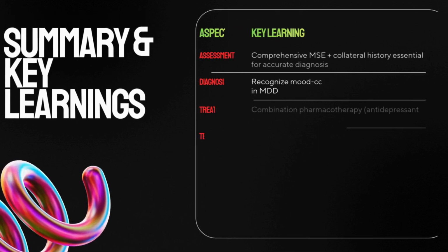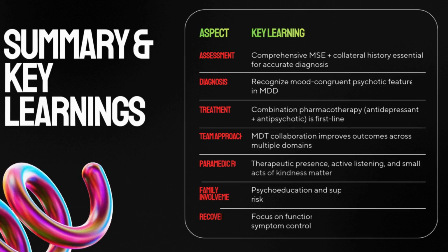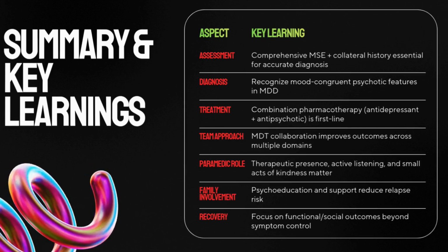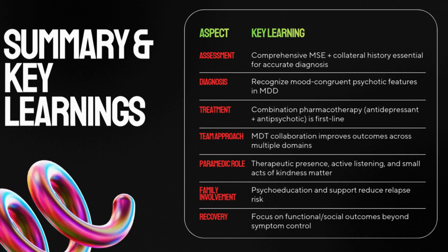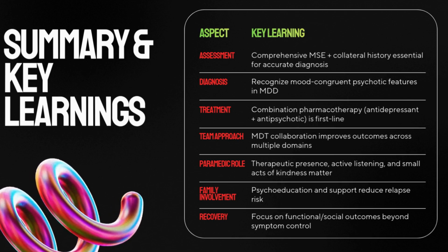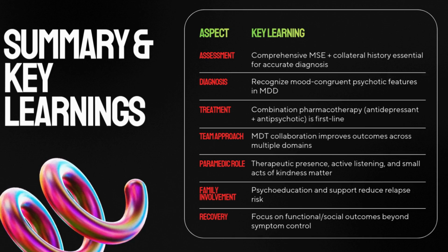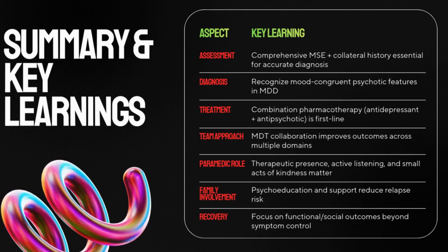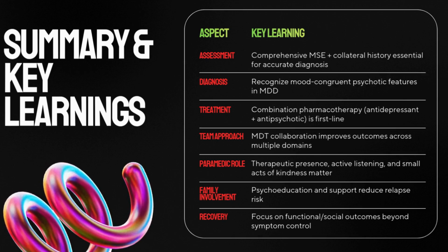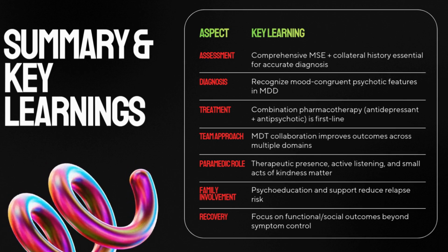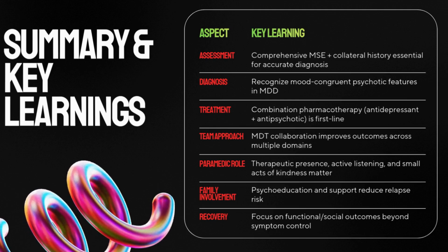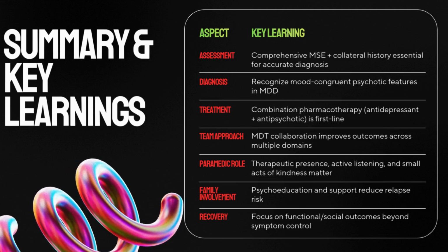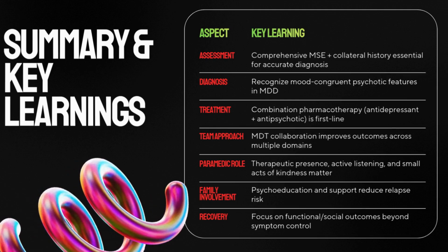Sertraline and olanzapine is the first line. And then team approach, interdisciplinary collaboration, improves outcomes across multiple domains. As for nursing, from my placement, I learned therapeutic presence, active listening, and small acts of kindness as methods. In the aspect of family involvement, we learned that psychoeducation and support reduce relapse risk. And for recovery, focus on functional and social outcomes beyond symptom control.